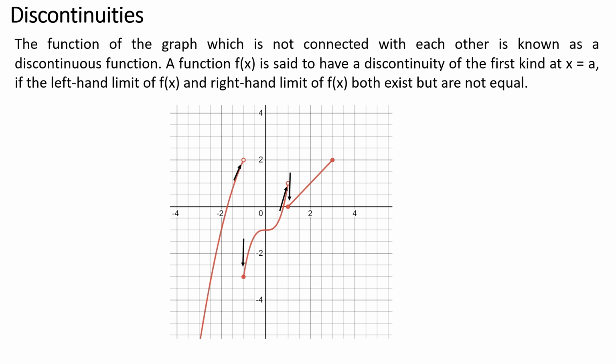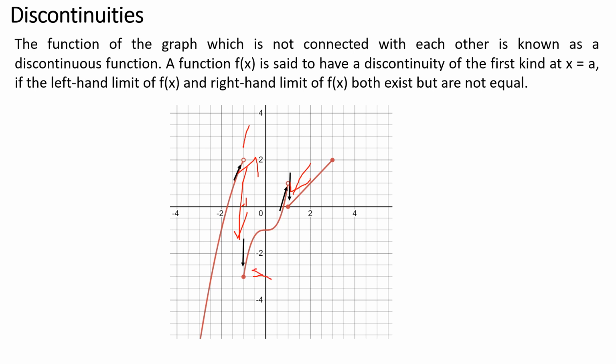I've got some discontinuities right here to right here, and right here to right here. And notice I have some holes. That means as it approaches -1 from the left, it is 2. But as it approaches -1 from the right, it is at -3 here.